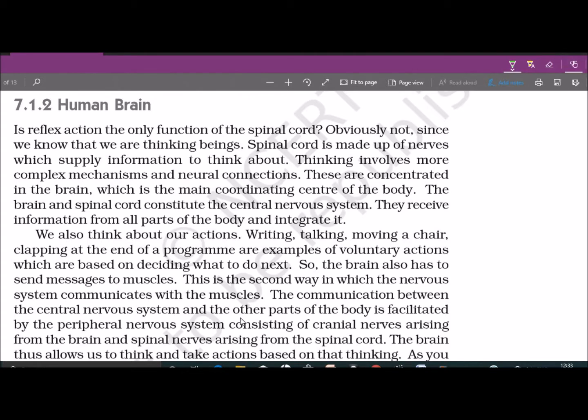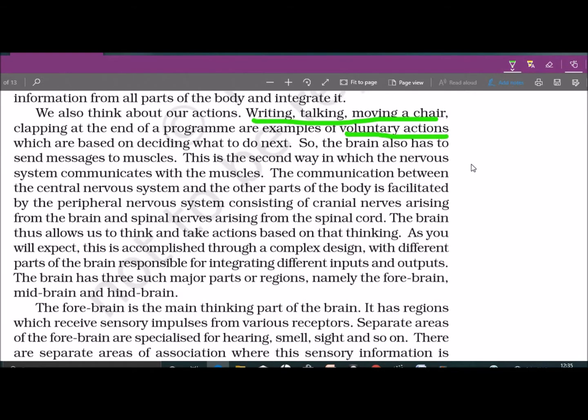The brain and the spinal cord constitute the central nervous system. They receive information from all parts of the body and integrate it. Writing, talking, moving a chair, clapping at the end of a program are examples of voluntary actions, which are based on deciding what to do next. So the brain also has to send a message to the muscle. This is the second way in which the nervous system communicates with the muscle.